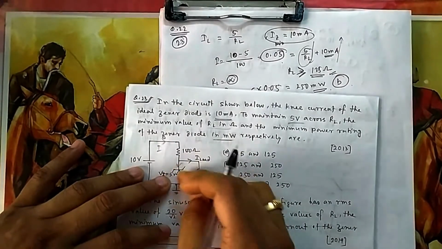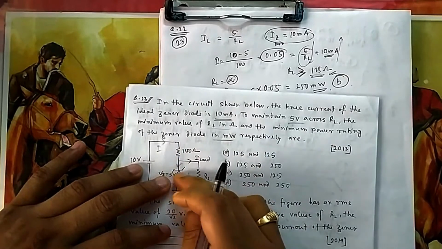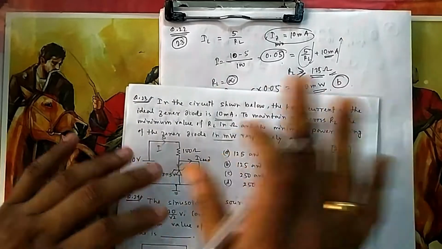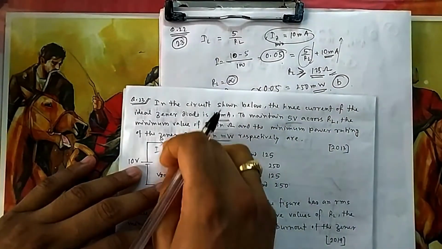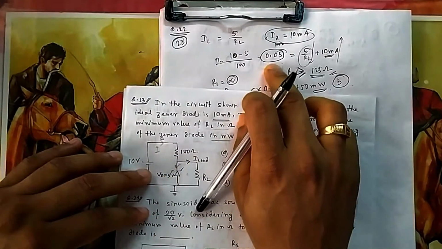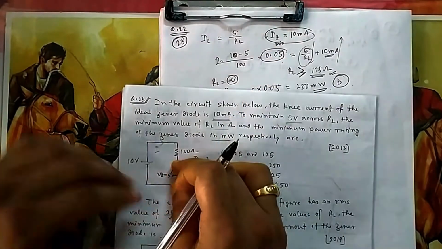If it can withstand all the current through it, then I can surely connect that Zener diode in the circuit, because there will be no burnout issue. Because that is the extreme case, all current will pass through it. Current will not be more than that. It can never pass this 0.05, because this is 5, this is 10, fixed.